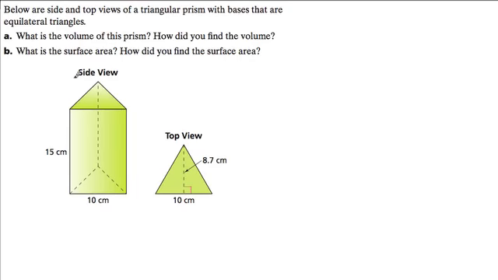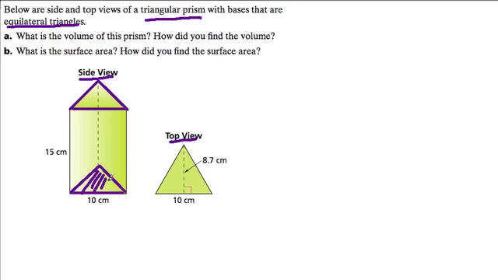In this problem, we're told that we have the side and top views of a single triangular prism, and the bases are equilateral triangles. What that means, of course, is we're considering the face of the shape on the bottom here and the one on the top as a second base, because we can flip this thing upside down. Those are our bases, and they're both equilateral triangles.